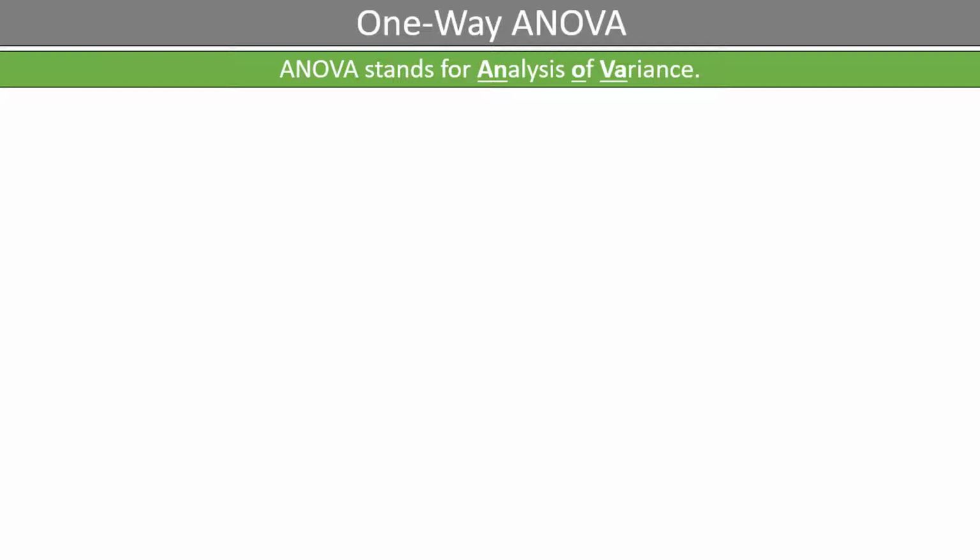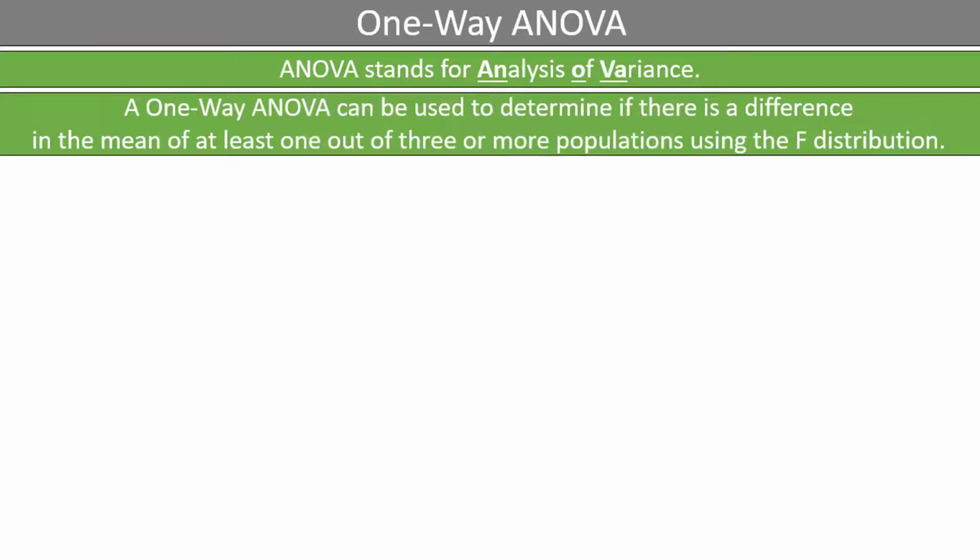ANOVA stands for Analysis of Variance, and the title refers to the procedure, which involves segmenting the variance of a dataset into two different sources of variation, which we will discuss more when we get to an actual problem. We will be discussing how a OneWay ANOVA test can be applied to determine if there is a difference in the mean of at least one out of three or more populations using the F distribution.